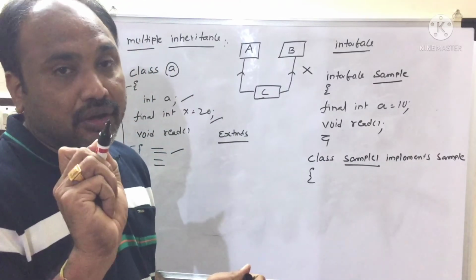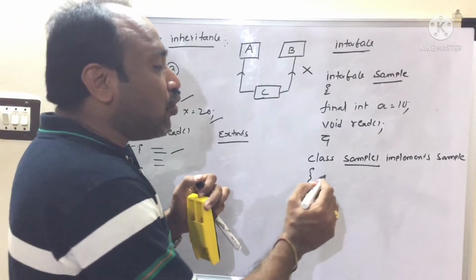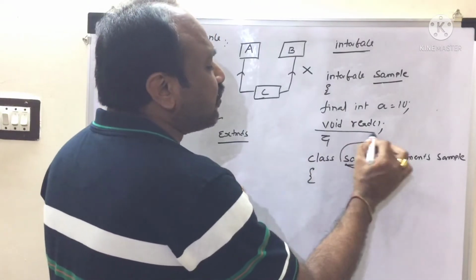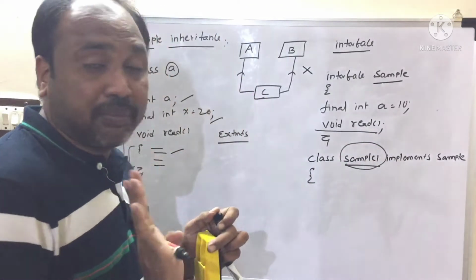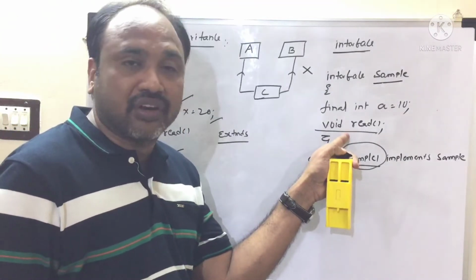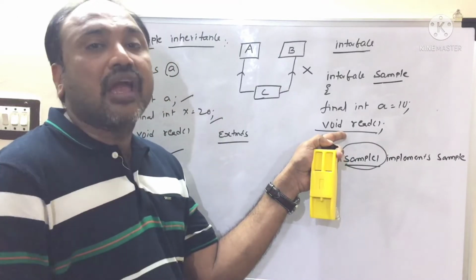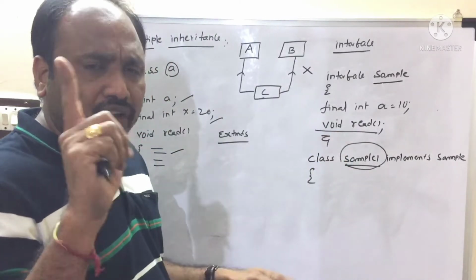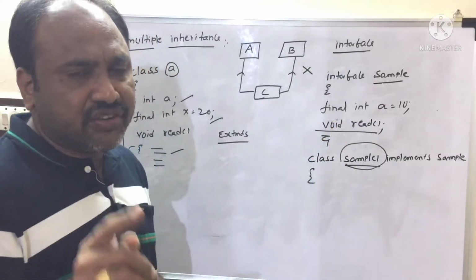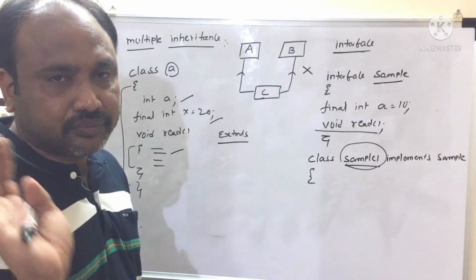But students and friends, all of you remember one thing. When you are going to create a class from an interface, the interface may have any number of abstract methods. It is not possible to declare a concrete method here. It will lead to an error. It has only abstract methods. There should be at least one abstract method. An interface contains constants and abstract methods.